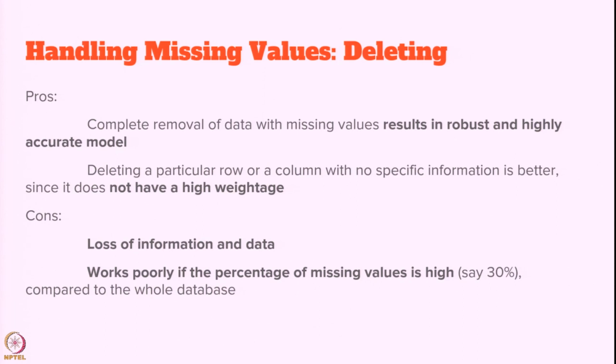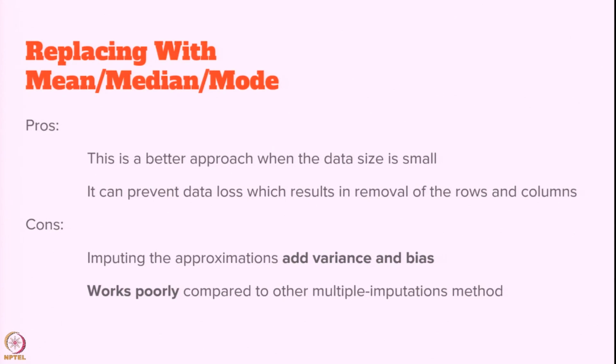There is some loss of information, though; this is the demerit. Some loss will be there in the information as well as the data. We may not know whether it is really making sense at that point of time, but loss will be there. Next, it works poorly if the missing values are very high. As I told earlier, if the missing values are very large, or if it is a very small dataset and you are deleting a huge amount of data, then it will not make sense. That is the demerit.